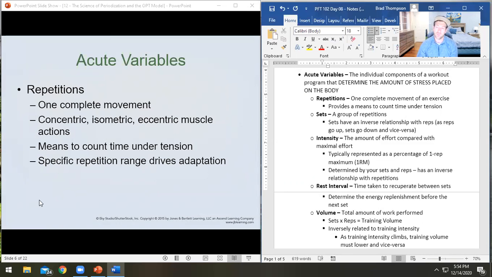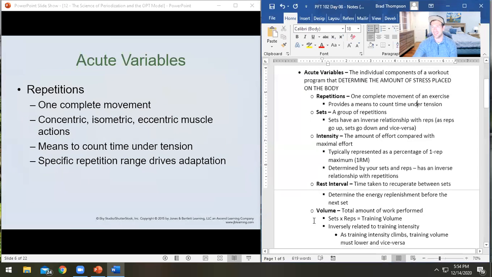So when I say repetitions, right, that is one complete movement of an exercise. And that's another thing that you kind of want to, this is just me imparting a little bit of advice to you guys. Your clients will sort of speak this language that sometimes gets confusing, and you want to keep this language, I think, clear in your head.